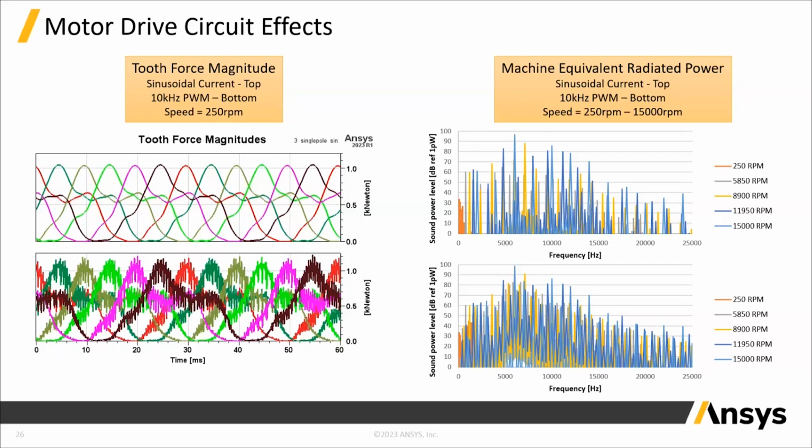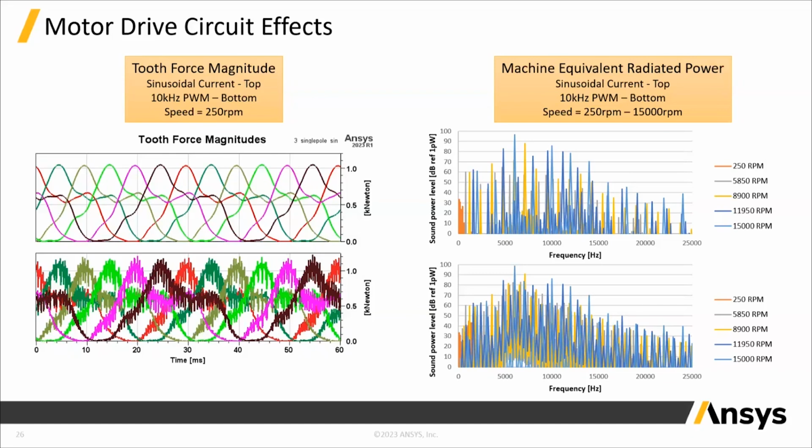So on the right, we see the equivalent radiated acoustic power at a range of speeds from 250 RPM up to 15,000 RPM. On the top, we see the sinusoidal only excitation, and again, the bottom is with the 10 kilohertz PWM excitation. Harmonics begin to show up around 10 kilohertz, even in the sinusoidal only case, around 15,000 RPM. And this is because around that speed is when 10 kilohertz ends up being a multiple of the fundamental electrical excitation of 1 kilohertz for this machine and this pole count.